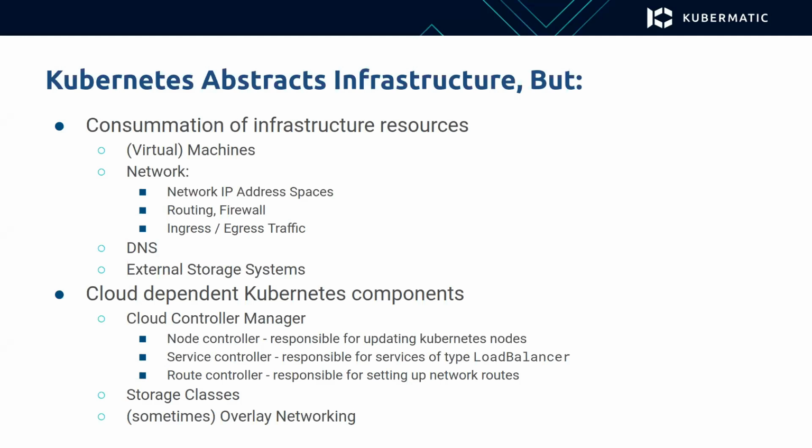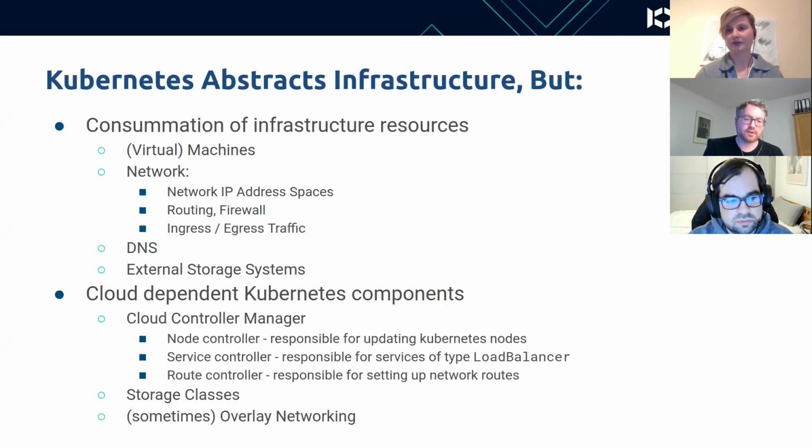Then there are some specific cloud-dependent Kubernetes components like the Cloud Controller Manager, right? That is responsible for updating the Kubernetes nodes and managing the life cycle of those. We have a service controller and route controllers that integrate certain parts of Kubernetes into the environment of the cloud provider itself, as, for example, the mentioned storage classes and CSI drivers. And sometimes you even have a specific overlay networking that you need to use for a certain cloud provider, but that's a bit on the side at that point.